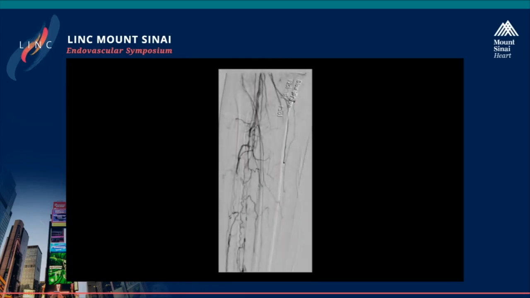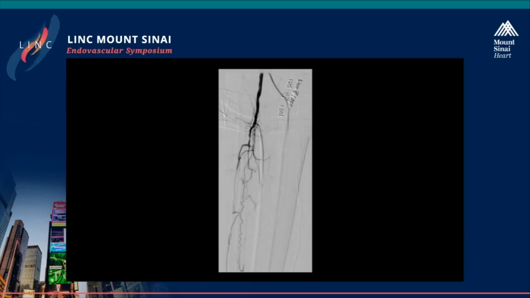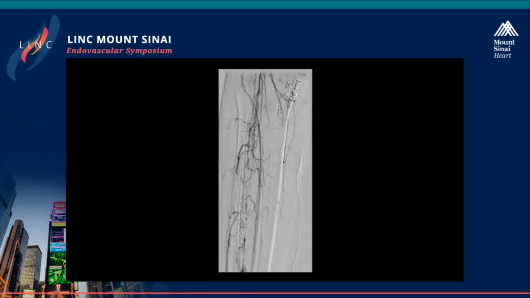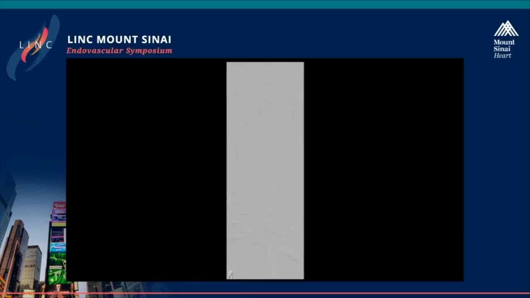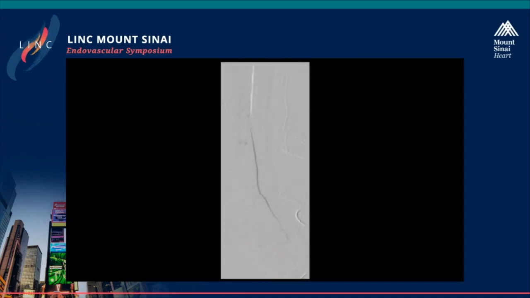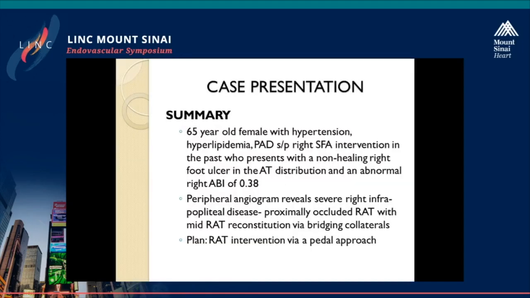Infrapopliteal, you can see that the patient has an occluded proximal AT. In addition, the TP trunk and PT are also occluded. Next slide. The mid segment of the AT reconstitutes via bridging collaterals, as you can see. Next slide, please. And finally, at the level of the foot, distally, you can see that the AT provides good flow to the DP. The PT in the foot is not noted there.